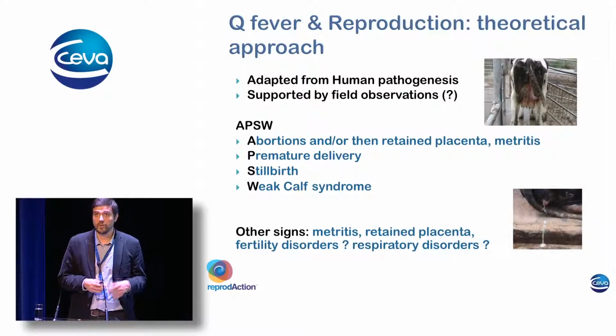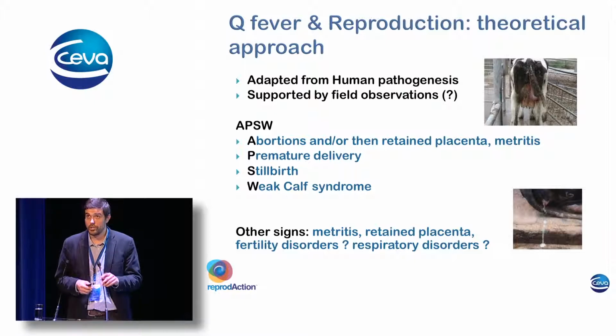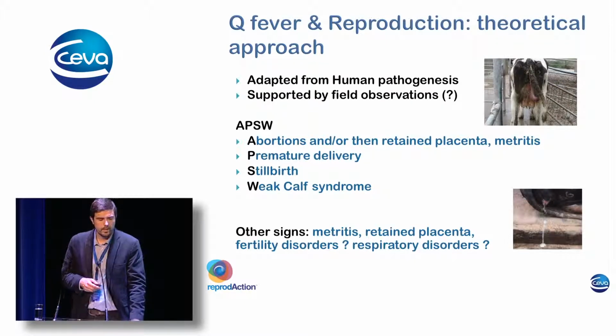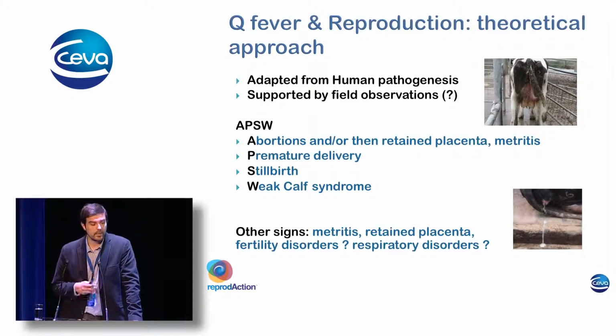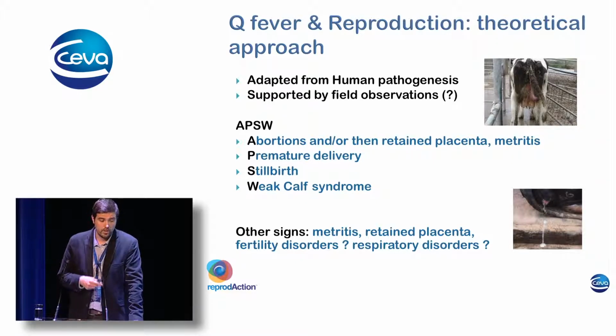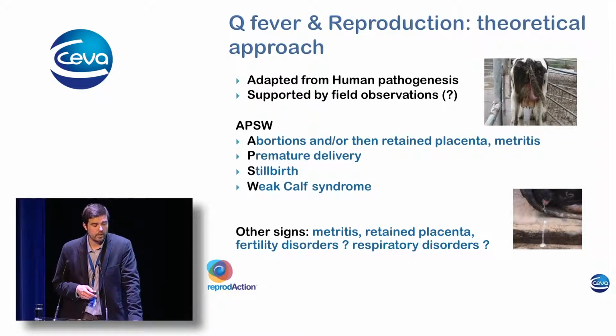So the first approach to answer this question is to have a theoretical approach, which consists in the adaptation of the data that we have about the pathogenesis of the disease in humans. In humans, it's well known that this bacteria has a specific interest or tropism for the genital tract, leading, as I showed you before, to abortion, especially in pregnant women, with chronic infection, okay?